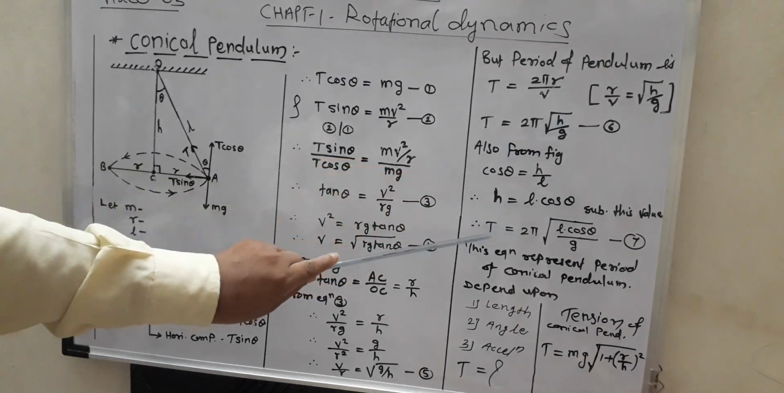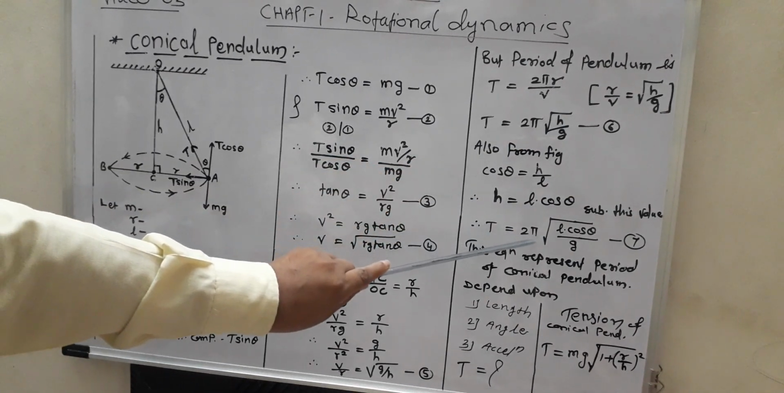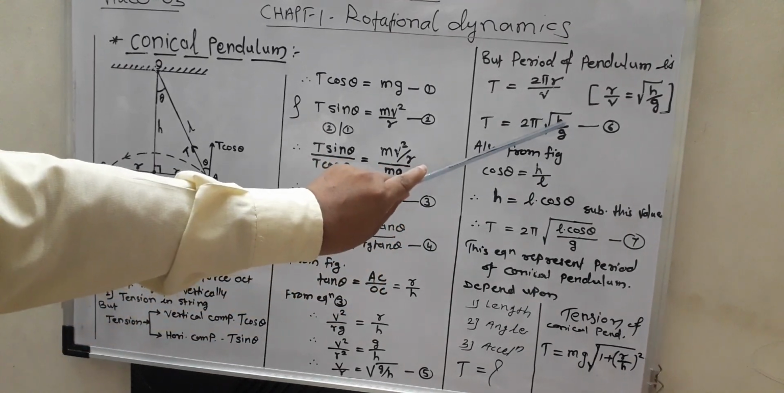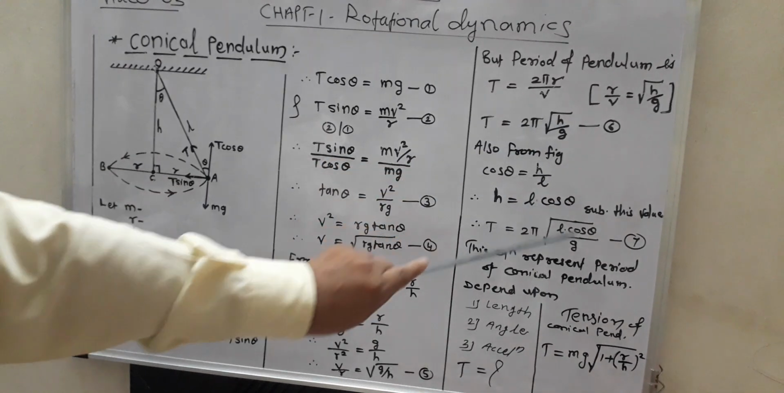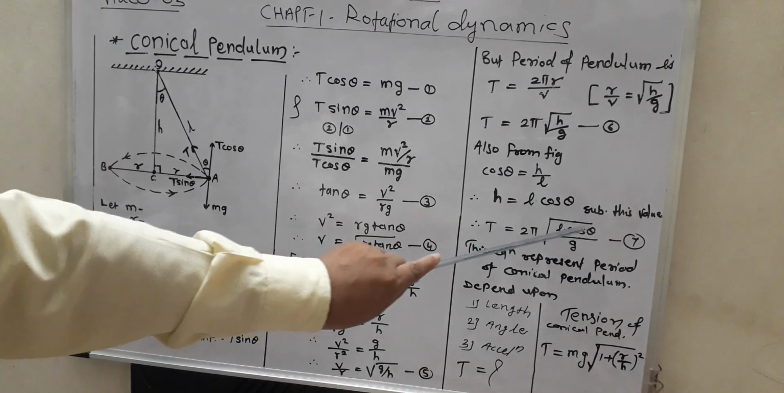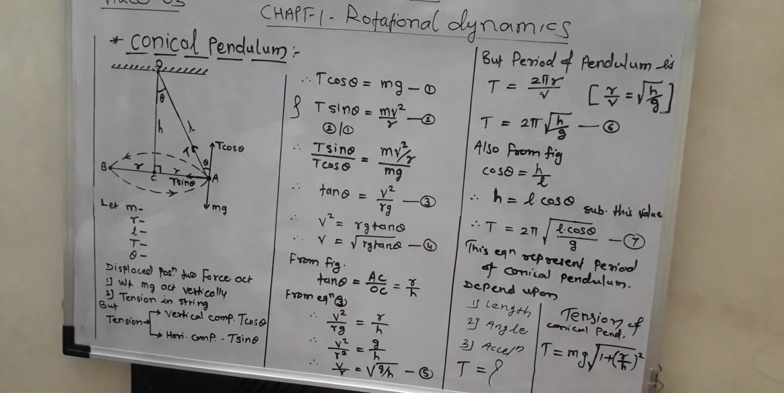Then we can write T is equal to 2 pi under root, instead of H we write L cos theta, so T is equal to 2 pi under root L cos theta upon g, and this is equation number 7. This equation represents the period of the conical pendulum. Very simple, you can also solve numericals on this formula, T is equal to 2 pi under root L cos theta upon g.